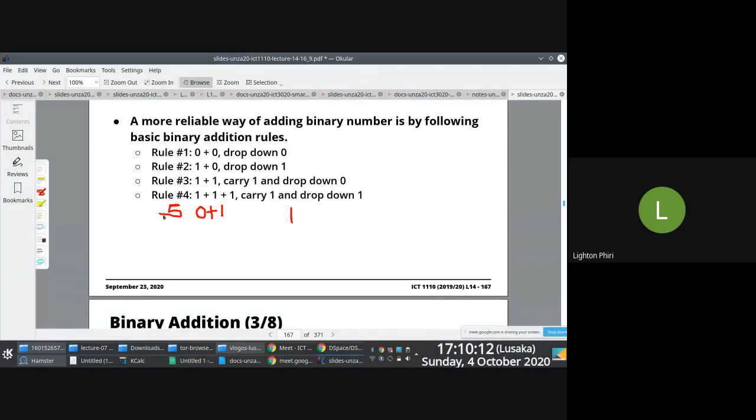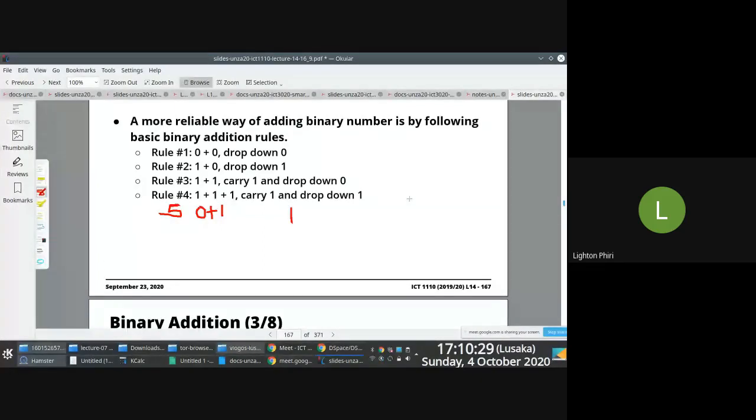And this is an important rule, by the way: when you are adding 1 and 1 and 1, your answer is 1, or you drop 1, and then you carry 1 as the remainder. You move it forward. Now, this idea of carry 1 is the same as what you do when you're adding decimal numbers.